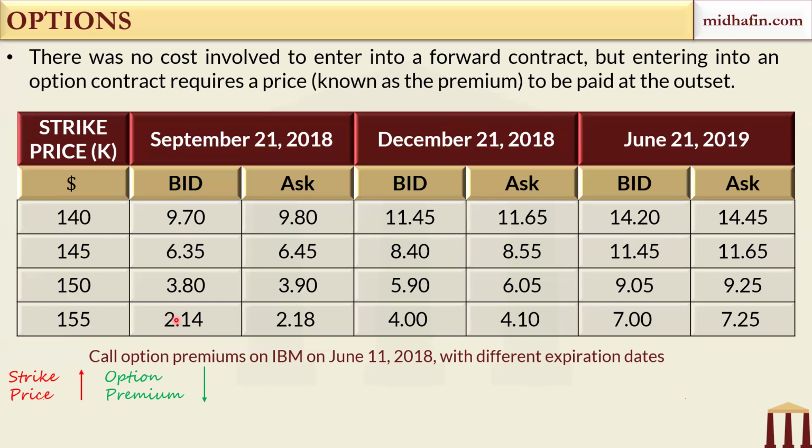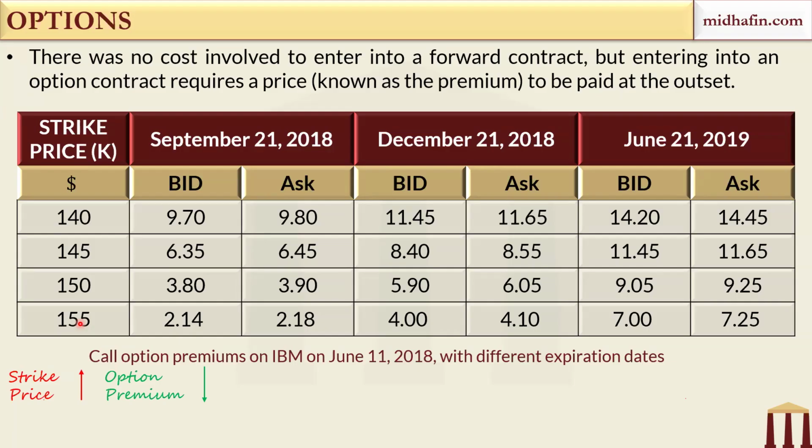Now, why does this happen? We can think of it in very simple terms. Suppose you have a choice to buy something at 140 or 155, what will you prefer? Of course, naturally, you will prefer to buy at a lower strike price. Correct? No one wants to buy expensive.